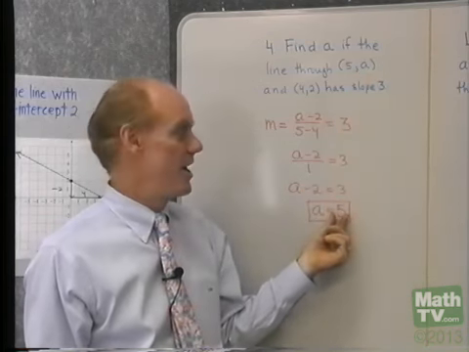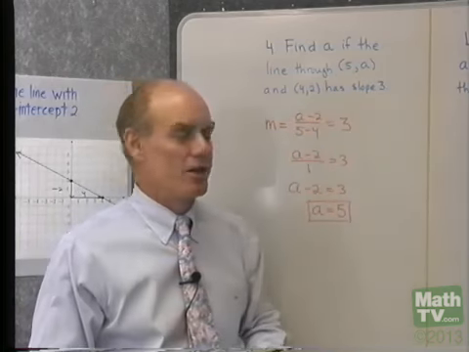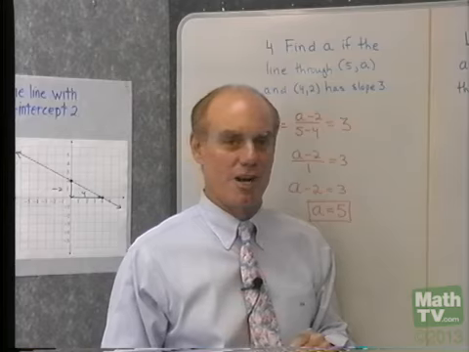That's the only thing I can fill in A with, so the line between these 2 points has a slope of 3. Next, I want to talk a little bit about parallel and perpendicular lines.